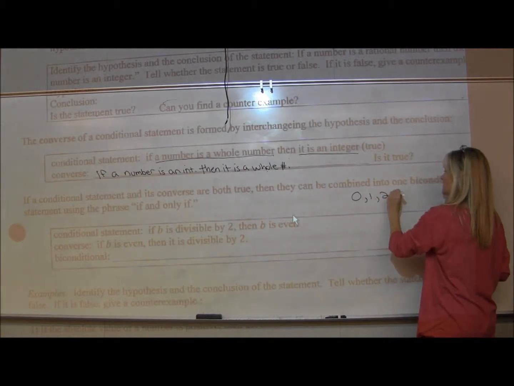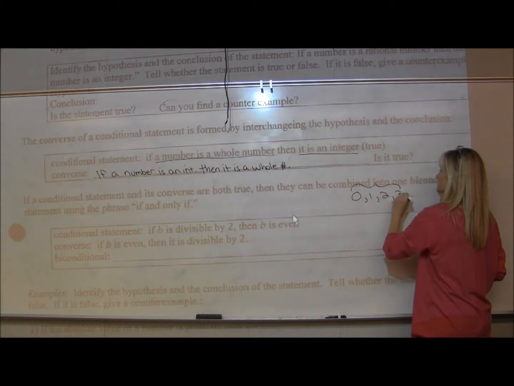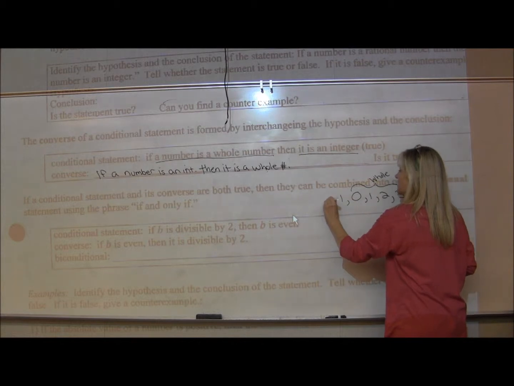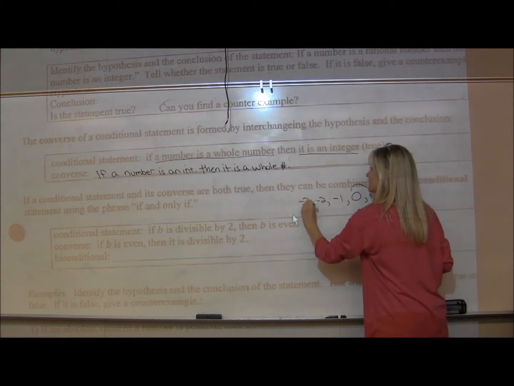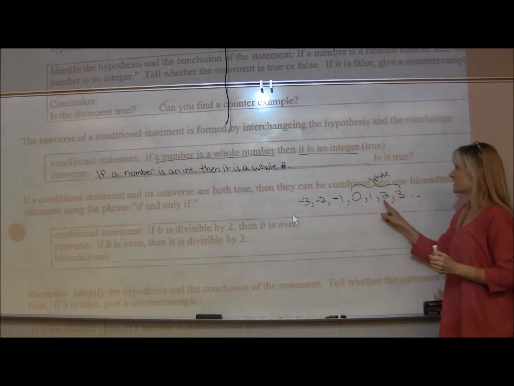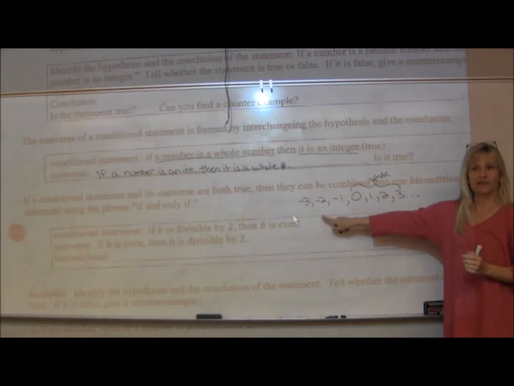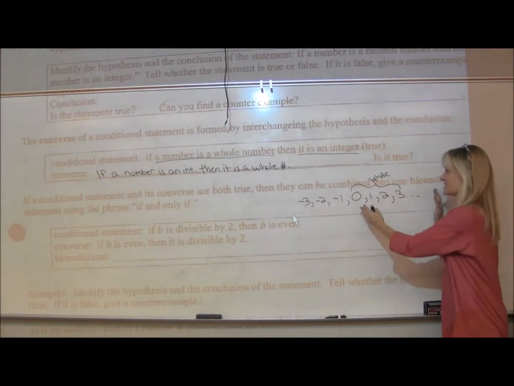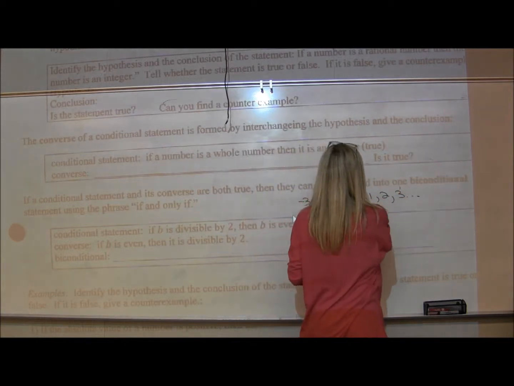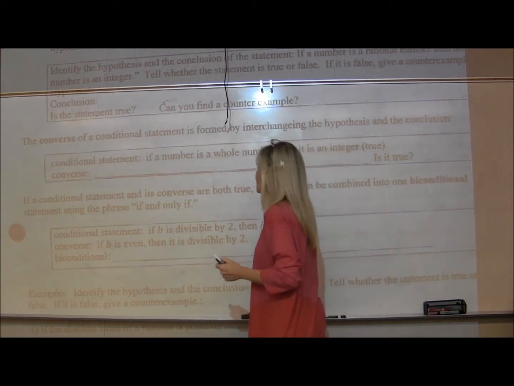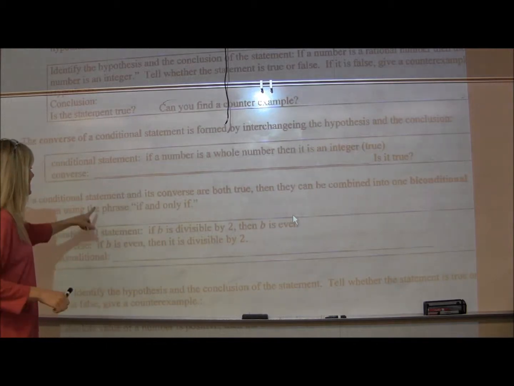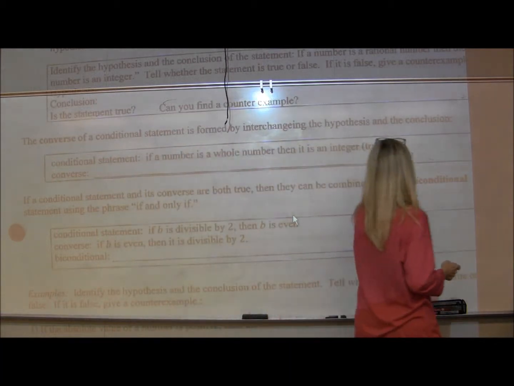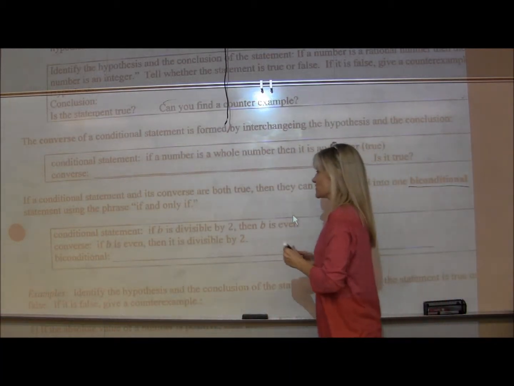1, 2, 3. These are the whole numbers, dot, dot, dot. And then the integers include these. All right, so if it's an integer, is it necessarily a whole number? No. It could be one of these. But this one's true, right? Because if it's a whole number, then it's a subset of the integers. If they're both true, then they can be combined. So if these had both been true, they could have been combined into a biconditional statement using "if and only if."